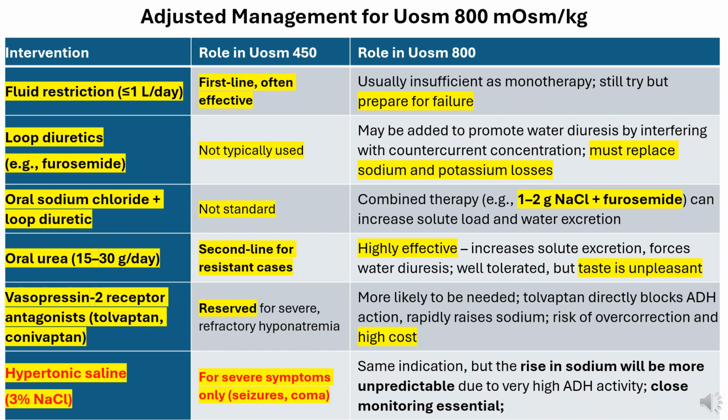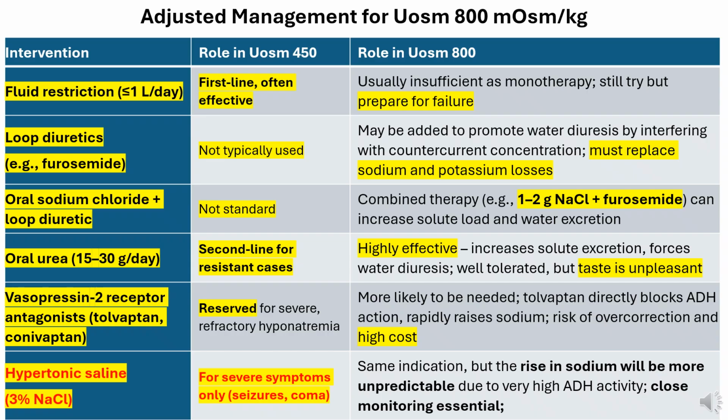Loop diuretics, e.g., furosemide: not typically used, may be added to promote water diuresis by interfering with countercurrent concentration. Must replace sodium and potassium losses. Oral sodium chloride plus loop diuretic: not standard. Combined therapy, e.g., 1 to 2 g NaCl plus furosemide, can increase solute load and water excretion.